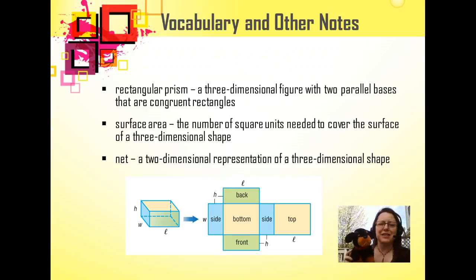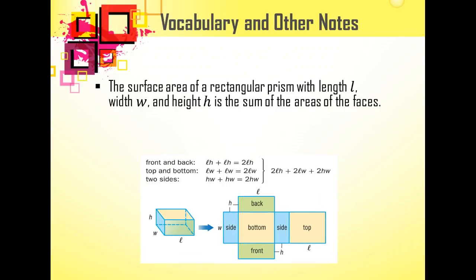Okay then, let's proceed. The surface area of a rectangular prism with length L, width W, and height h is the sum of the areas of the faces. The official formula for surface area is 2 times the length times the height plus 2 times the length times the width plus 2 times the height times the width, and we will use a label of units squared.